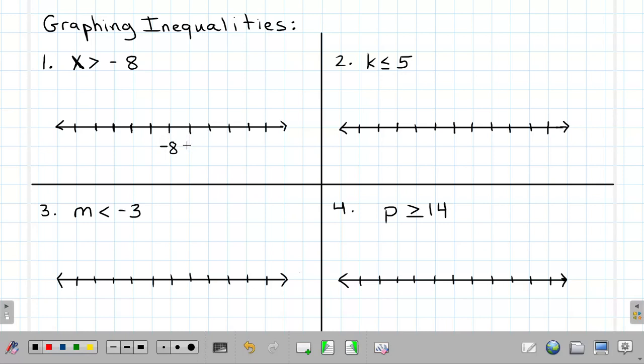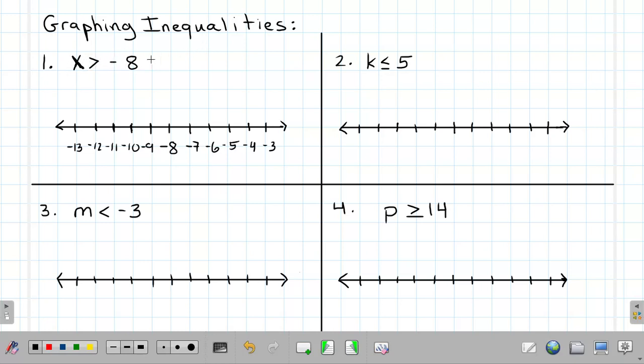So in this case, -8. To the right is -7, -6, -5, -4, -3, and so on. To the left is -9, -10, -11, -12, -13. All we're doing here is labeling the number line. This is just a general old number line like you're used to from before. The next thing to notice here is x has to be greater than -8.